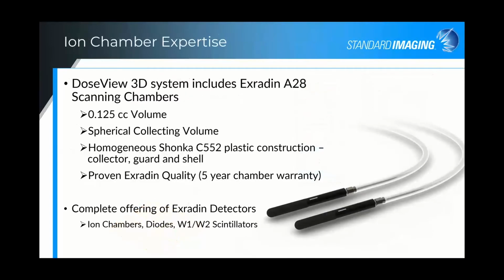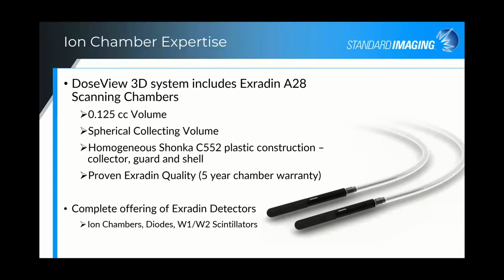The Doseview 3D includes two of our X-ray A28 scanning chambers. They're 0.125 cc in volume. They're a spherical collecting volume, so if you're running in plane or cross plane, you don't need to change the geometry of the chambers or the position of the chambers. You'll get good results in either direction.